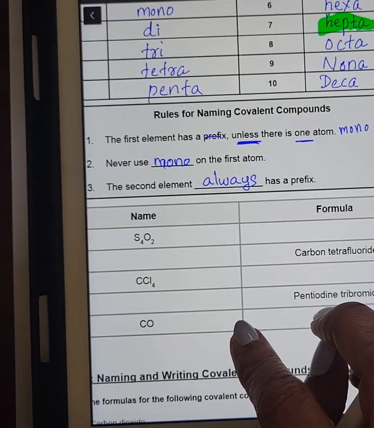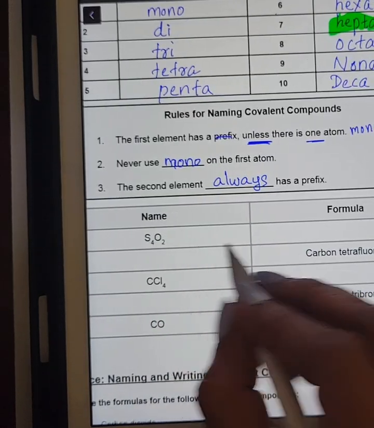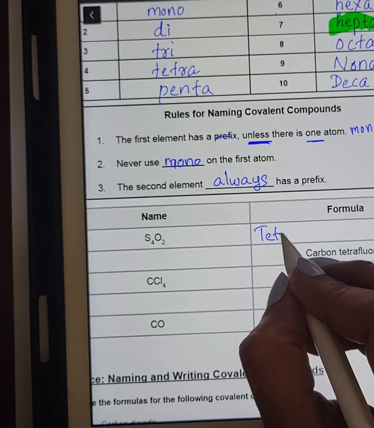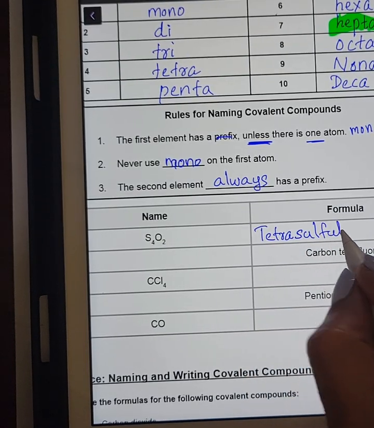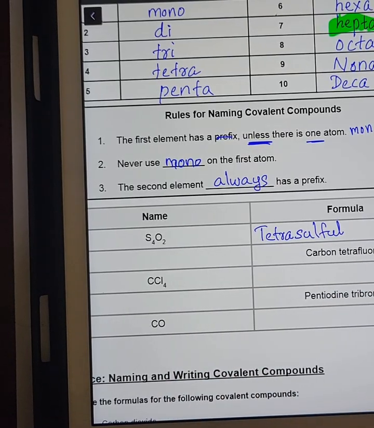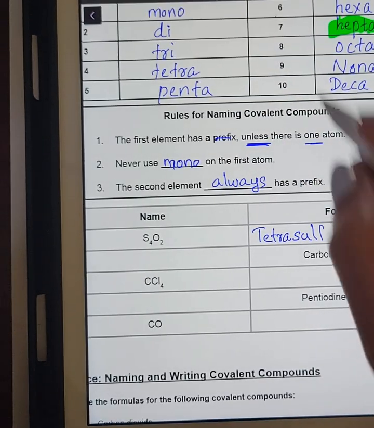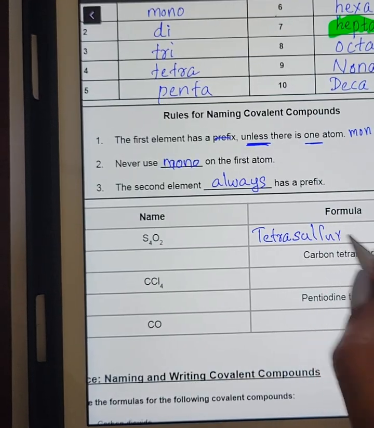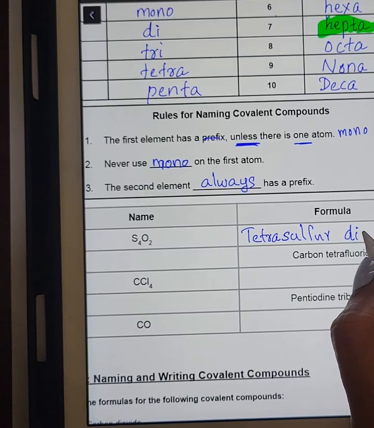Says S4O2. Okay, start with the first element. Always start with the prefix. So 4 is tetra, and tetra sulfur, and it is oxygen. Remember the rule for the ending: all non-metals will be ide. The second element will be ide. Right. Tetra sulfur. And how many? It is di, and oxygen. Oxygen will be dioxide.